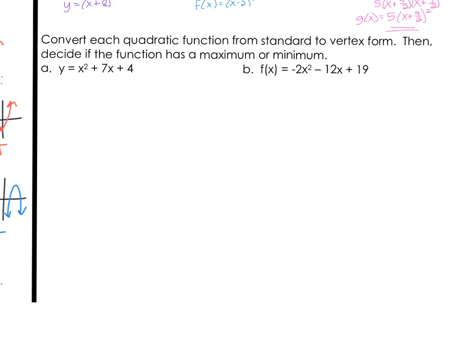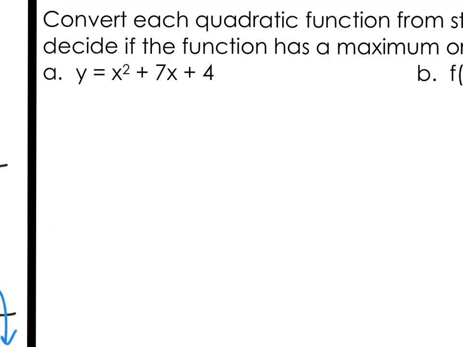Okay, back to our examples. Convert each function from standard to vertex form. In example A, we have y equals x squared plus 7x plus 4. I'm going to zoom in so we can see this a little bit more clearly. And there we go. Step 1. Put a parenthesis around the x squared and bx term, leaving that constant at the end. If there's a number in front of x squared, we have to factor it out, but in this case it's 1, we're good to go.